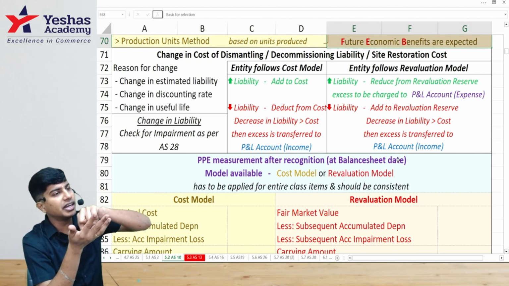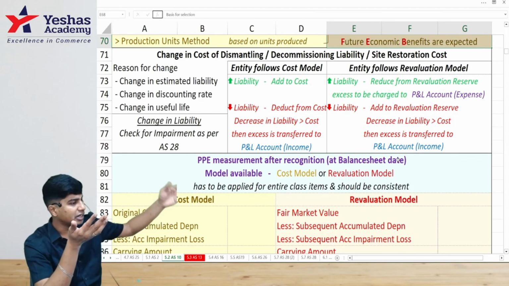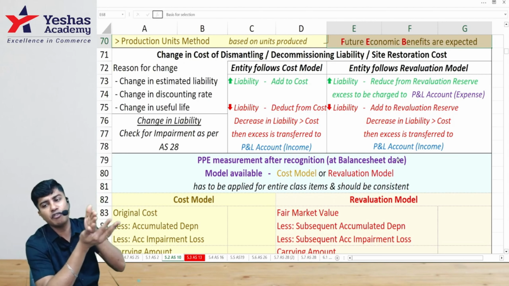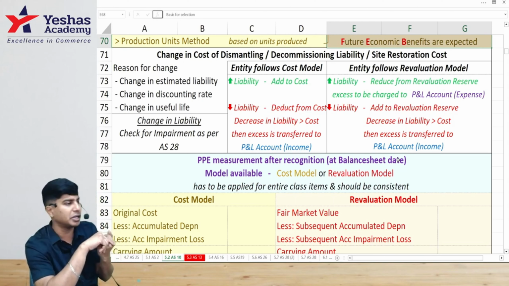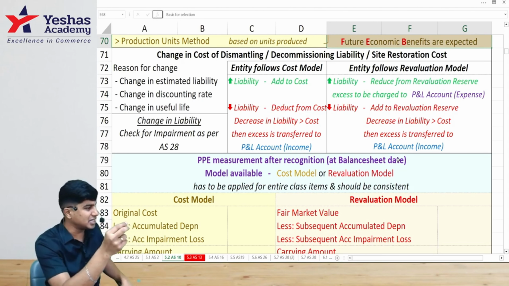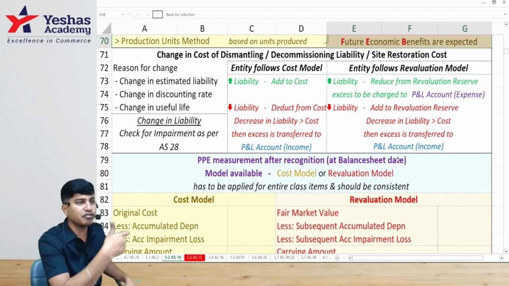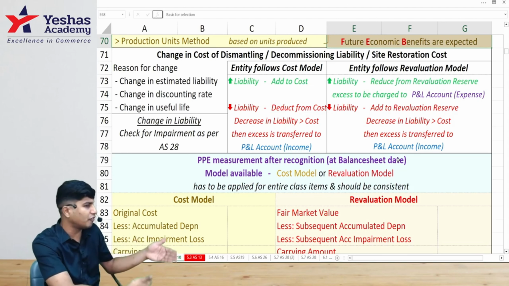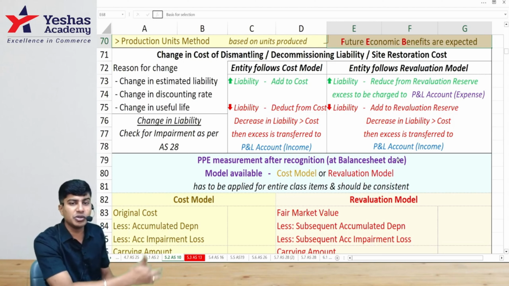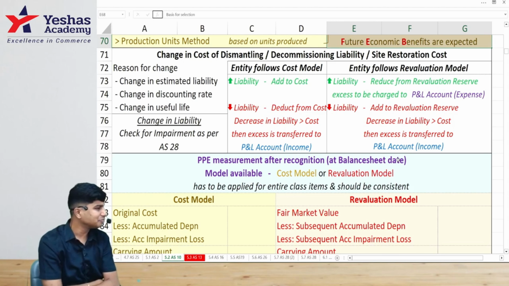This will actually be incurred at the end of useful life. But you need to estimate it, anticipate it, and discount it using the present value factor to today's date. The present value of the future cash flow has to be added to the cost at the beginning. I hope you understood. If this changes, the liability changes, or the discounting rate changes, or the useful life changes. You might have to remove the asset at the end of 10 years as per the original estimate. Later when you revise the useful life, it came to 8. So you have to remove the asset after 8 years only.